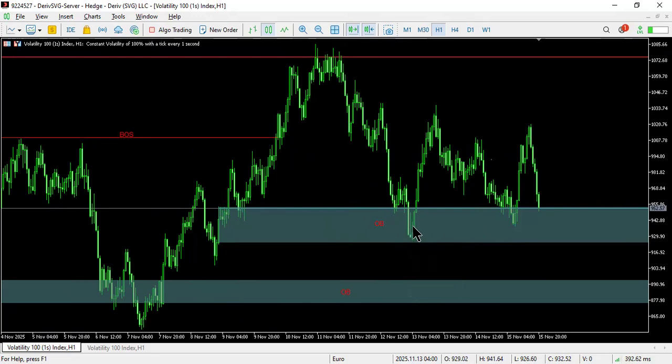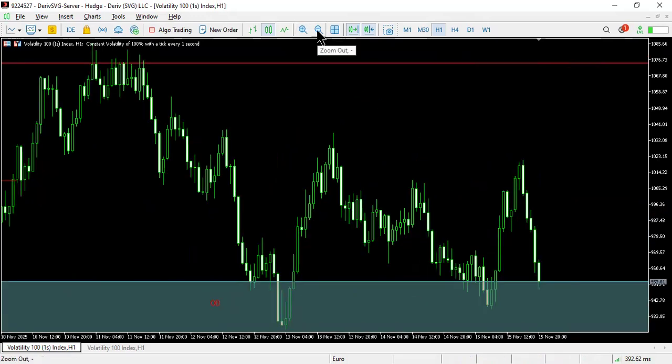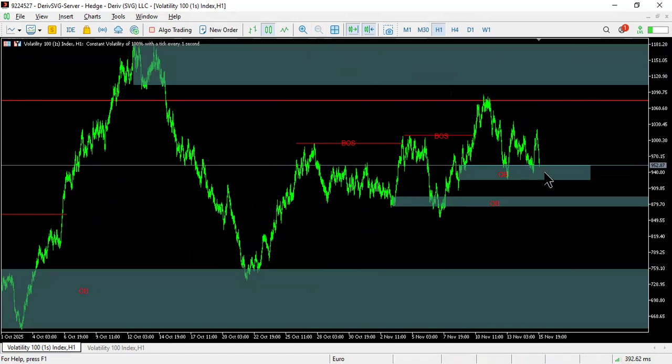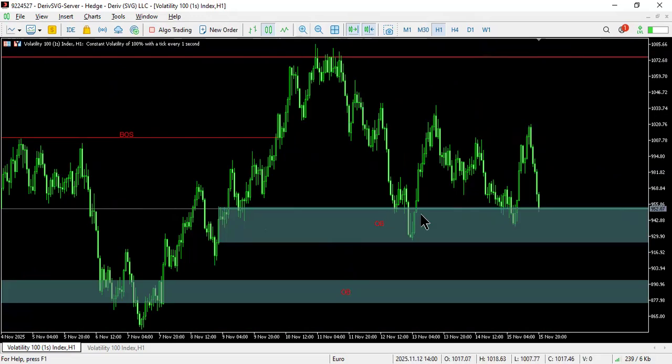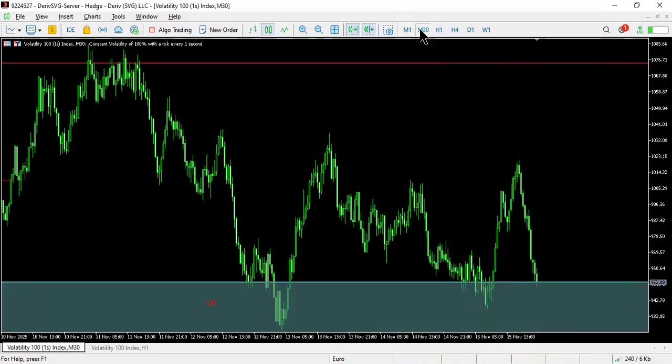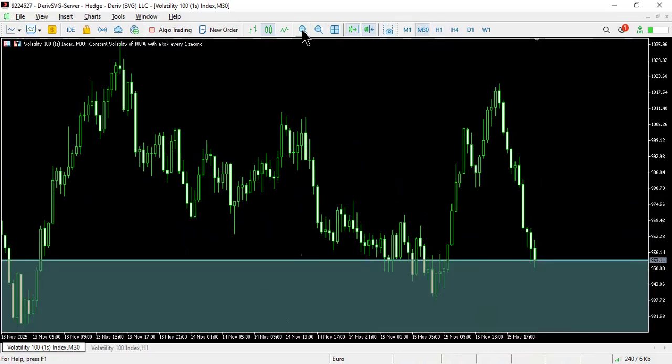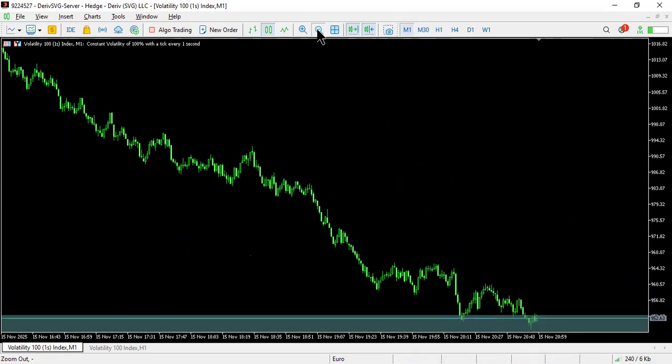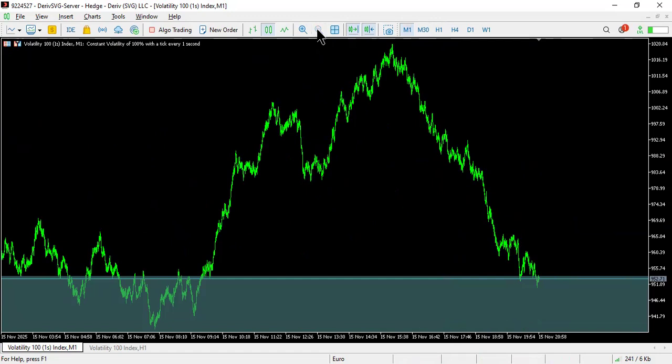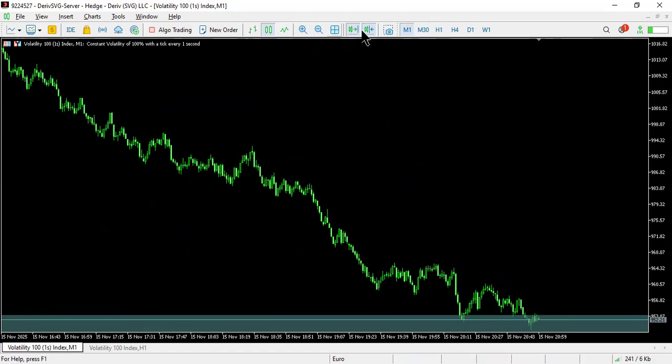Price came back at this order block, and then it shot up, came back again, shot up, and it's back again at this order block. So we're just going to see what price will do, whether it will push up from this order block or it will break it and come back at this support again and push up. If we go to the 30-minute time frame, there's nothing much happening there. Same applies to the 1 minute.